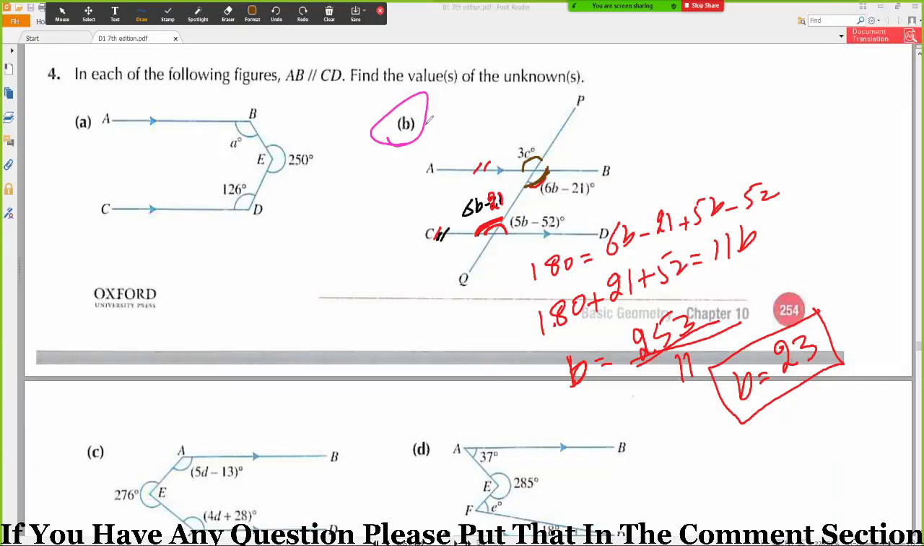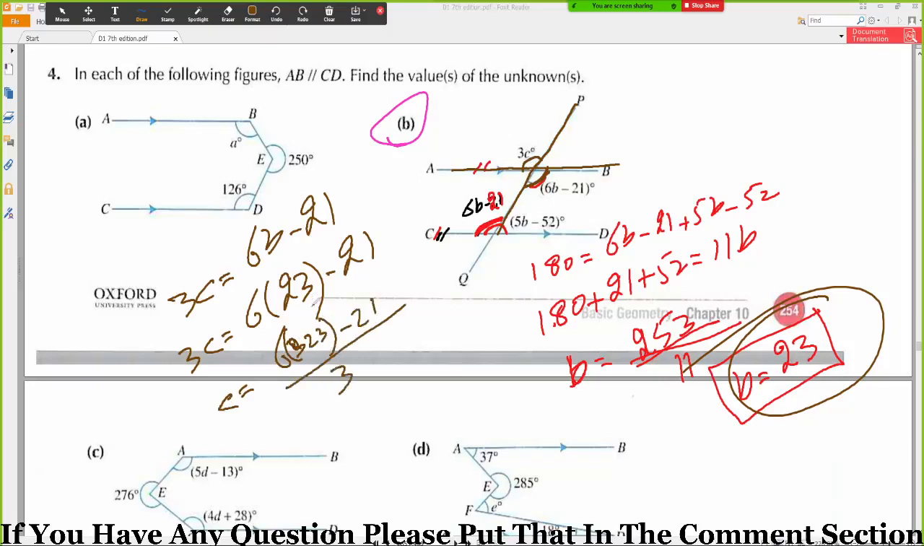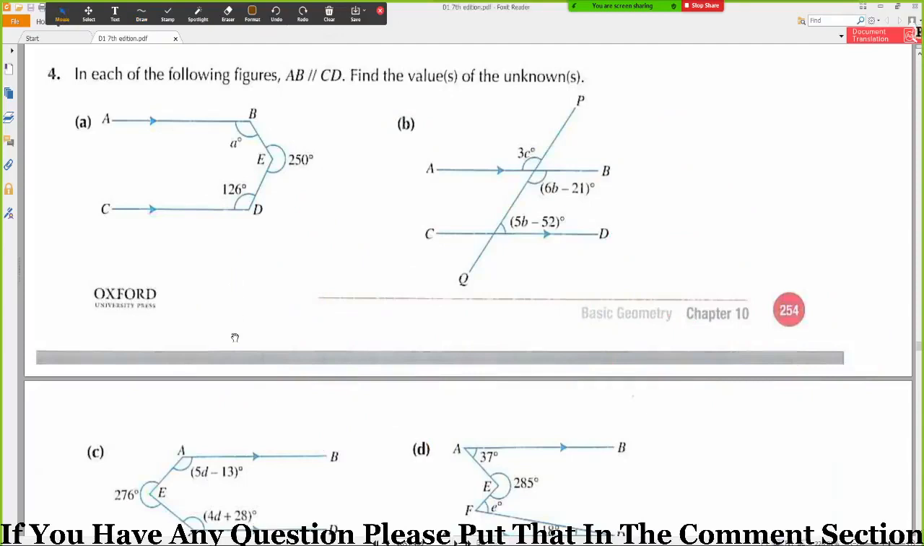These two are vertically opposite angles, so you can write it like this. Because if you check the corners of the angles, one corner of both touches this line and the other corner of both angles touches this line. So that's why you can write it like this: 3c is equal to 6b minus 21. So the b value is 23. So your 3c will be equal to 6 into 23 minus 21. Solve this, and from this you will get the final answer.